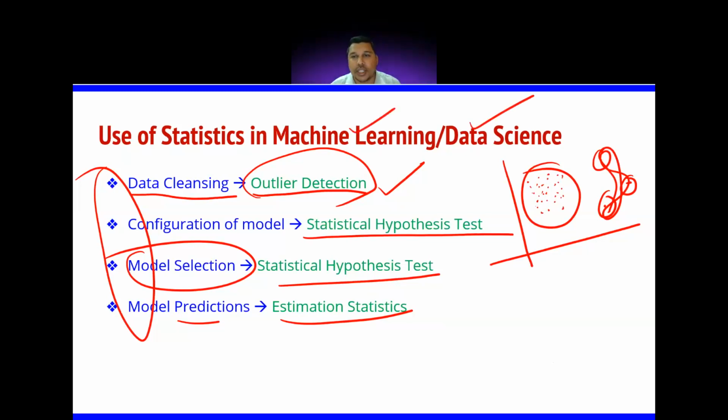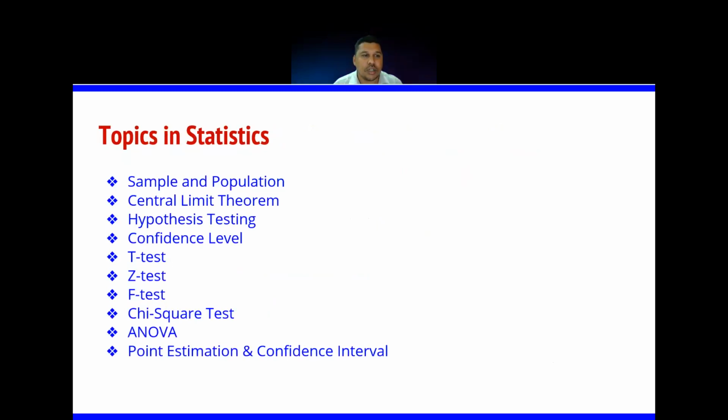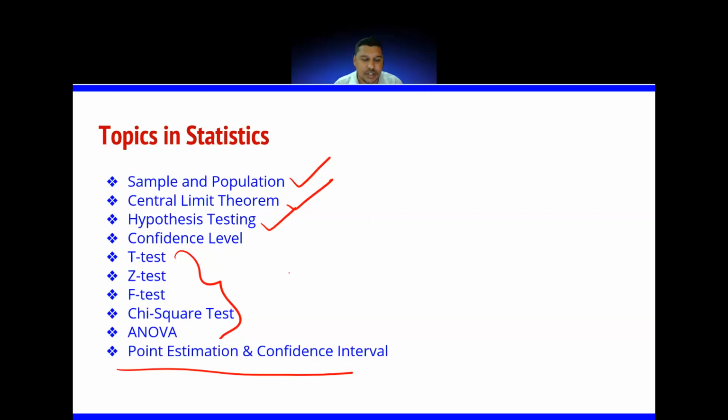Why am I not saying together? Because I said there can be a purely data science job, or there can be something which involves both data science and machine learning together. So let's start. In today's session, we'll try to cover these concepts on statistics: population and sample, central limit theorem, hypothesis testing. Then the different kinds of testing we have in hypothesis testing, and point and interval estimations. We'll try to cover these things.